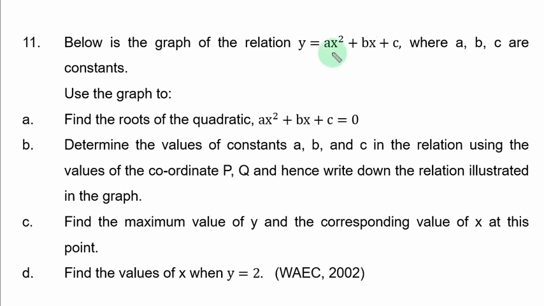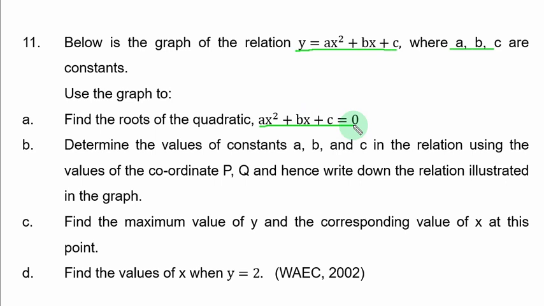Below is the graph of the relation y equals ax squared plus bx plus c, where a, b, c are constants. Part A of the question: use the graph to find the roots of the equation, that is the quadratic equation ax squared plus bx plus c equals 0.